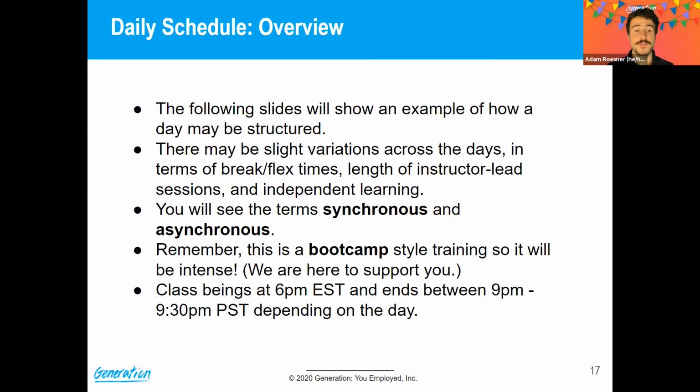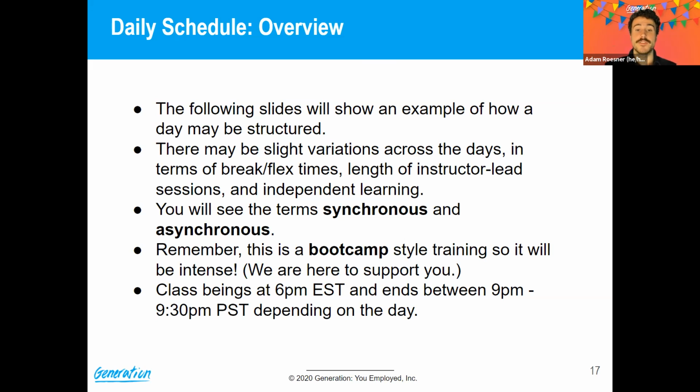But these are just examples. You will see the terms synchronous and asynchronous. Synchronous means it's something akin to the format that you're experiencing right now, where you're in a Zoom room together with everyone, an instructor is leading the session, or there's an activity occurring that everyone is participating in simultaneously. That's the synchronous idea. And asynchronous means that it is a session that you are working on independently of others.